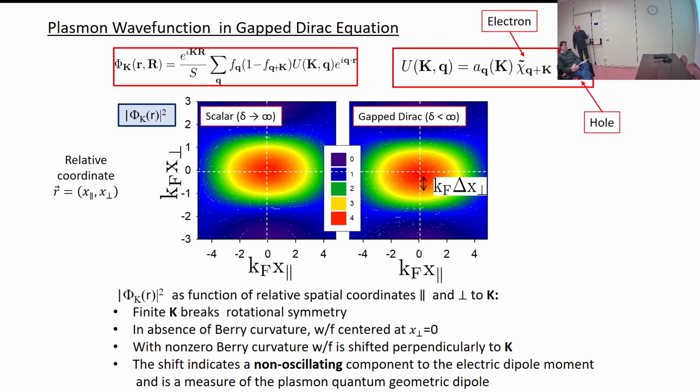Whereas in the gapped Dirac case, you discover that those oscillations are not around r equals 0. This indicates that your plasmon has a permanent electric dipole moment. We're used to thinking of plasmons as an oscillating dipole moment, but in these situations that oscillation is there, but it's actually oscillating around a non-zero time average of this dipole moment.